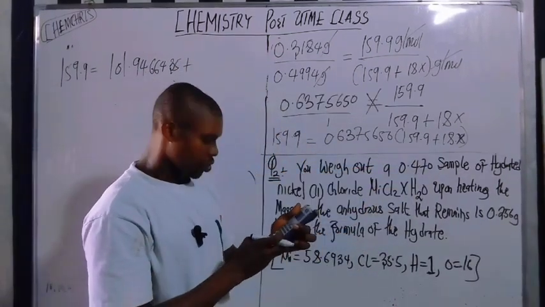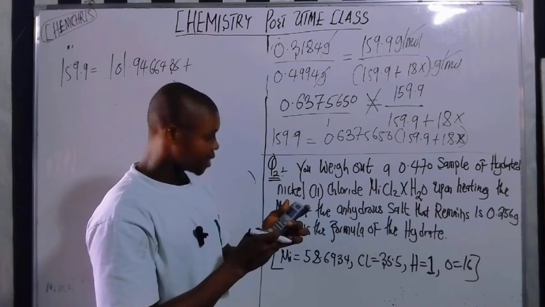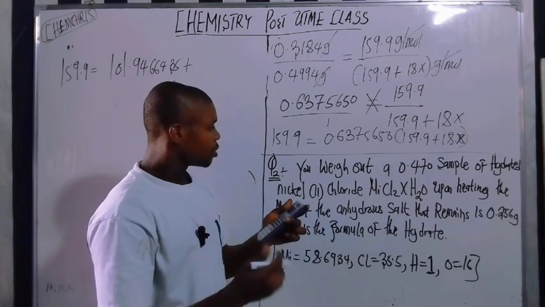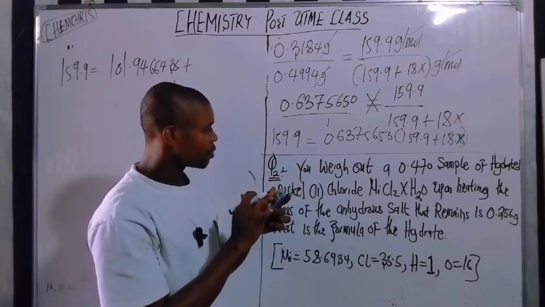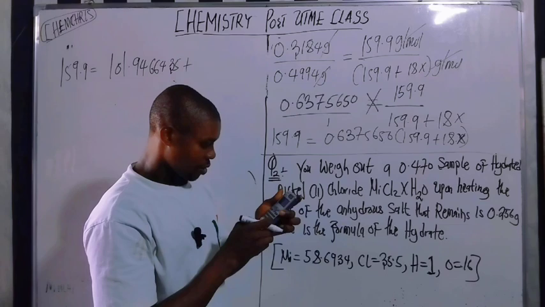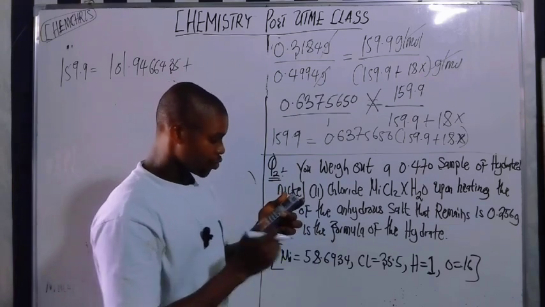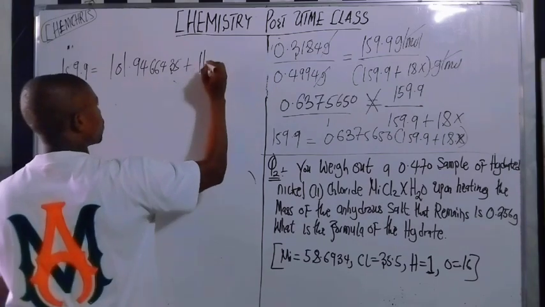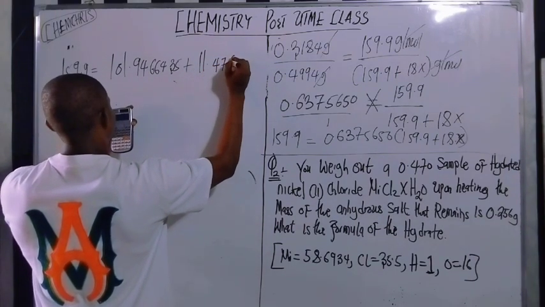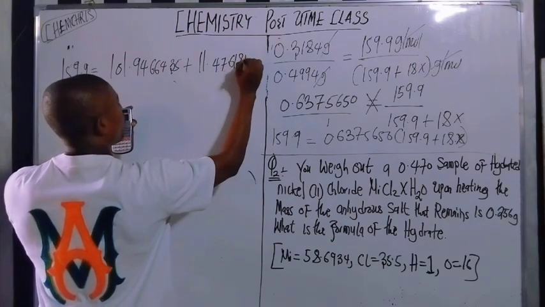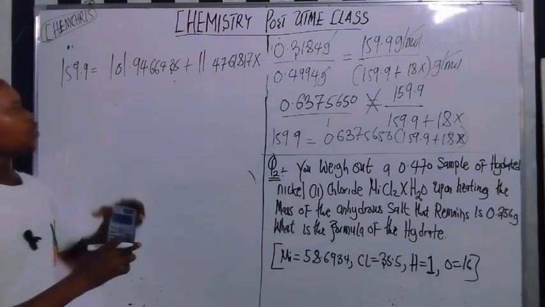this times 18. So here we have 0.6375650 times 18. So you have 11.4761817 what x. Can you see that? So now let's make this guy the subject of formula here.